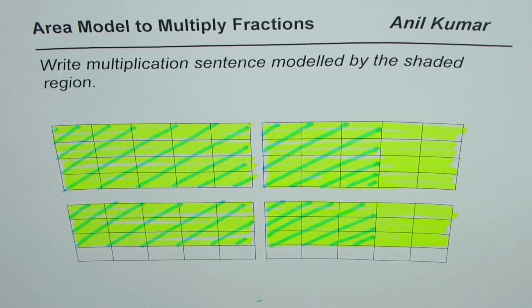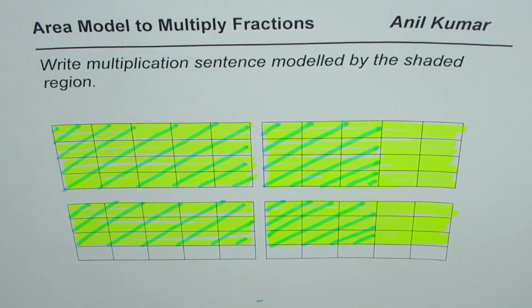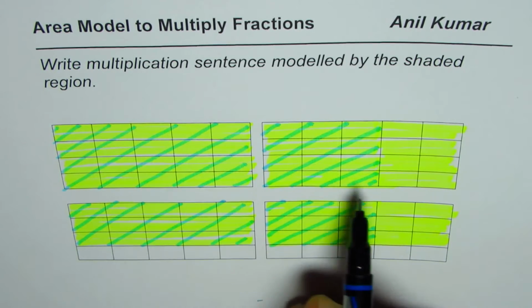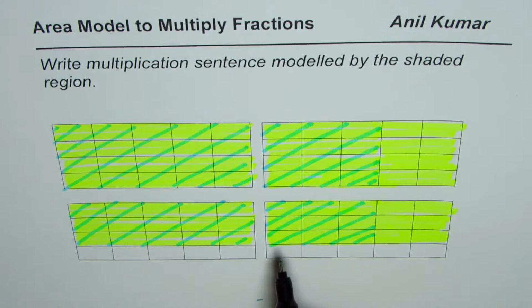I'm Anil Kumar, and in this example, we will learn how to write an area model to multiply fractions. Here you can see that there is more than one rectangle. That means we are working with improper fractions. I hope you understand the concept. So there's more than one rectangle, therefore we are working with improper fractions. Keep that in mind.